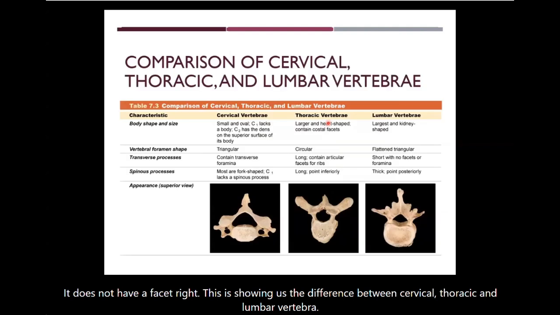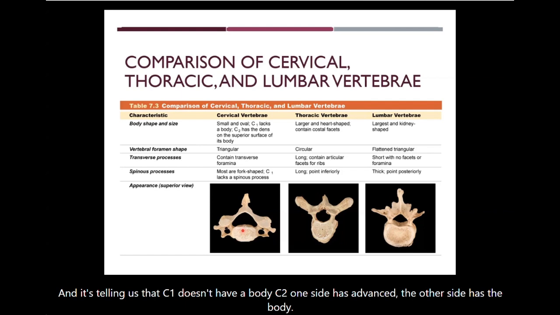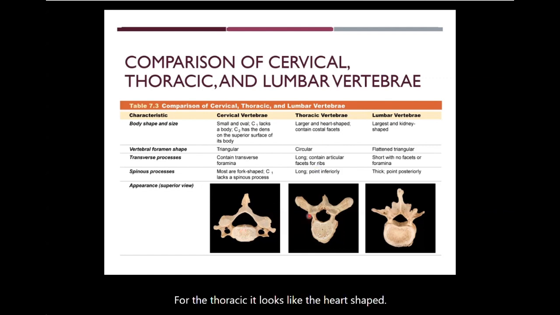This is showing us the difference between cervical, thoracic, and lumbar vertebra. For example, the body here has a small and oval shape, and it's telling us that C1 doesn't have a body. C2, one side has a dens, the other side has a body. For the thoracic, it looks heart-shaped, and for the lumbar, it has a kidney shape, right? As you can see here, or a bean shape, all right, the shape of a bean for the body.